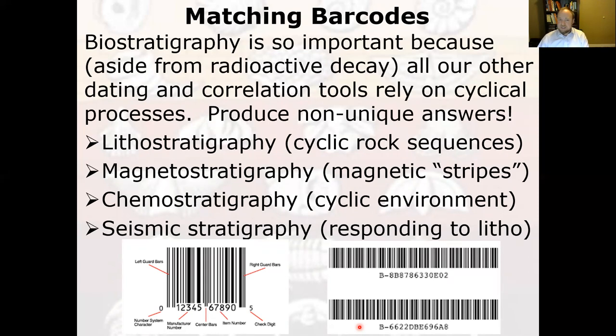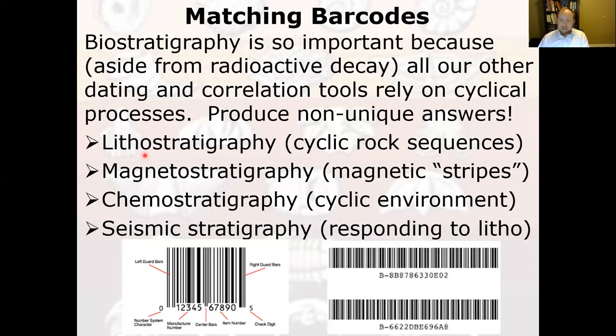So aside from radioactive decay, all the other things that we could use to correlate from one place to another or date something accurately rely on cyclical processes. And anytime you're trying to match up cycles, it's going to produce a non-unique answer, or at least it can, and in most senses does. So if we think about lithostratigraphy, that's driven by these cyclic rock sequences: transgressions, regressions. We talked about sequence stratigraphy a lot in said strat. Those same sequences are seen over and over again. The high stand sands of one sequence look a lot like the high stand sands of another sequence. The deep sea fan of one sequence looks very similar to the deep sea fan of another. And so it's very easy to start misconnecting these things.